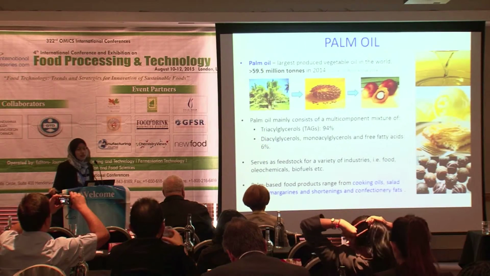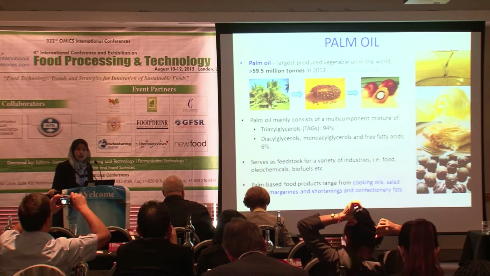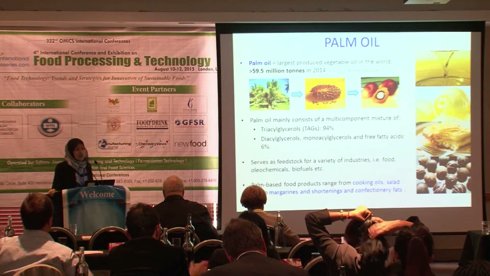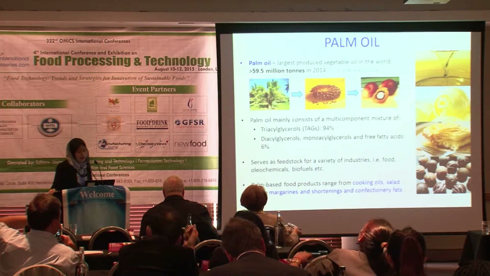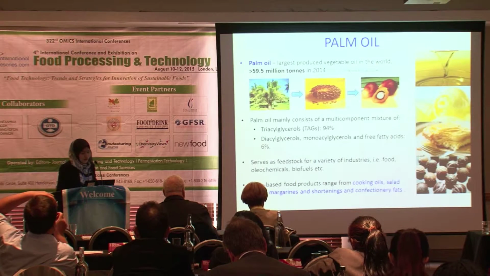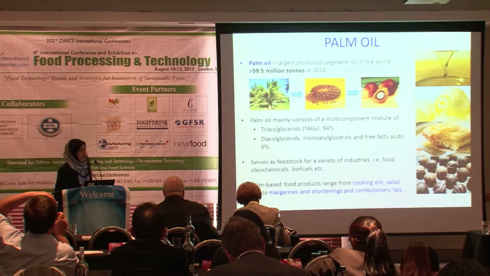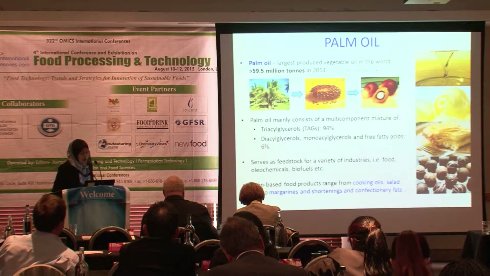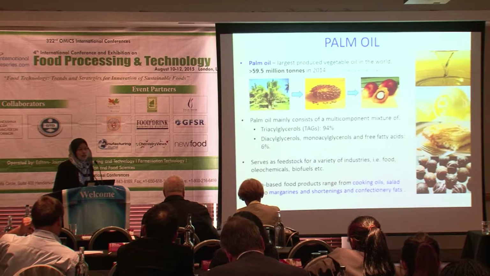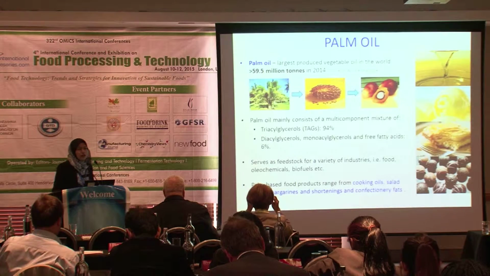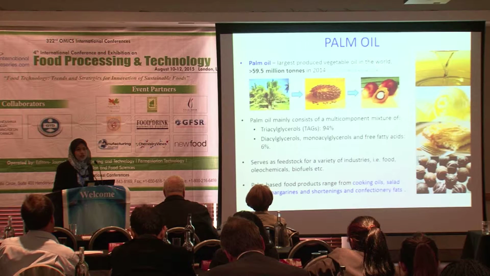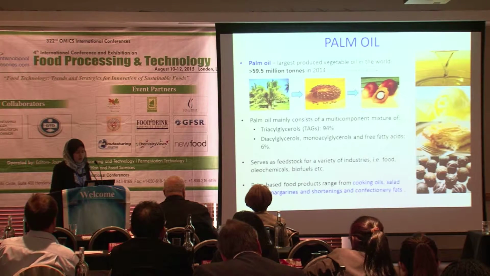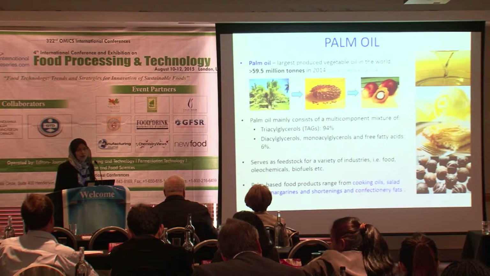Now, palm oil is the largest produced vegetable oil in the world, and in 2014, nearly 60 million tons of palm oil was produced worldwide. And as you can see, we get the oil from the palm fruit, which originates from the palm tree Elaeis guineensis. Palm oil is a vegetable oil which consists of nearly 94% of triacylglycerols, while the minor components such as the diacylglycerols, monoacylglycerols, and free fatty acids account for about 6%.